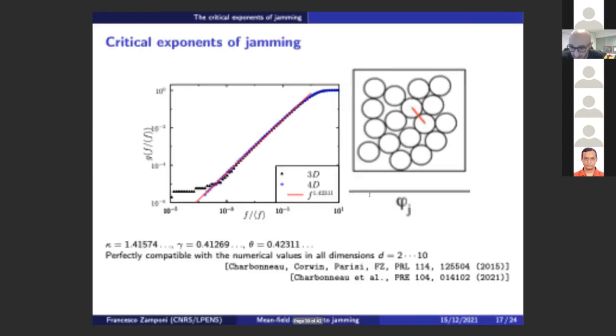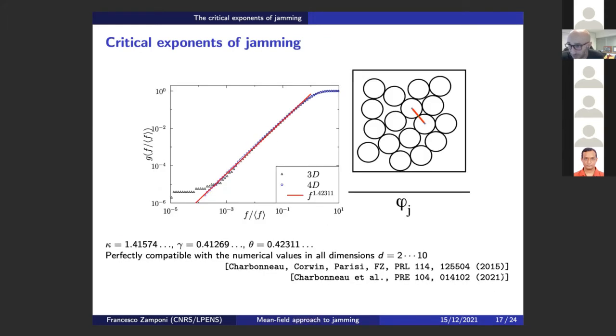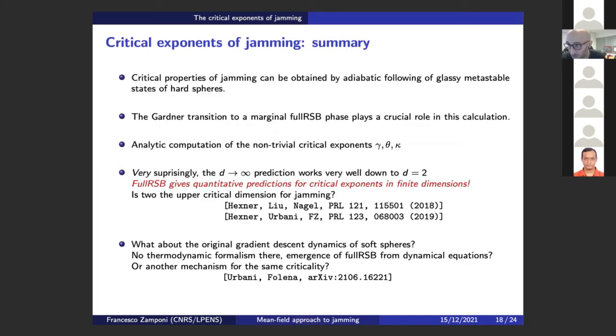You can check this recent work that is the state of the art in measuring these exponents. And basically down to 2 dimensions, you don't see any deviation from these exponents. So this is an instance where you can use full RSB to get quantitative predictions for critical exponents in finite D. And I think it remains an open problem. Why? It seems that for some reason, 2 is the upper critical dimension of jamming. There is some discussion. You can check, for example, these references, but I think it's still an open problem to understand why mean field theory works so well down to low dimensions.